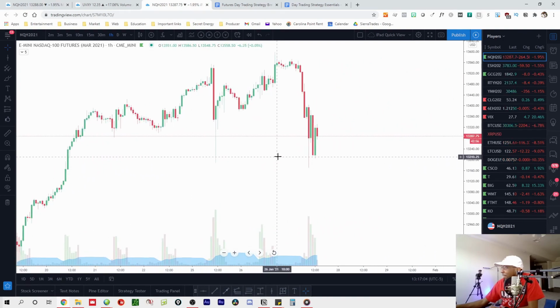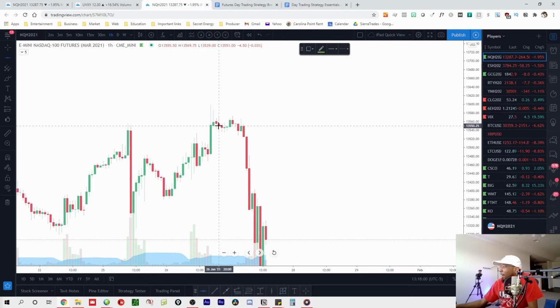All right, so today's session, January 26th, should be 1800 right there. So that's that candle. I'm going to go ahead and mark off the high and the low for this first hour candle for today's futures session. And it's not going to be exact. It doesn't have to be exact.